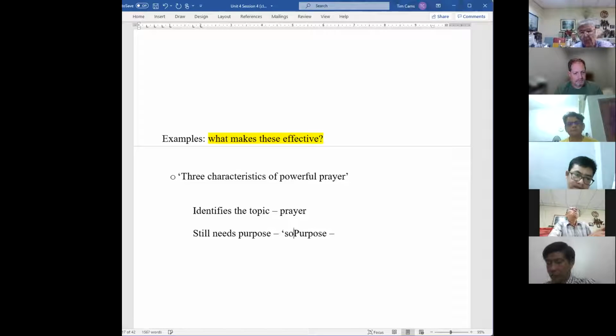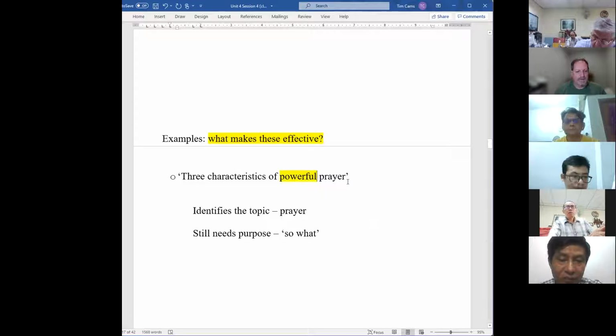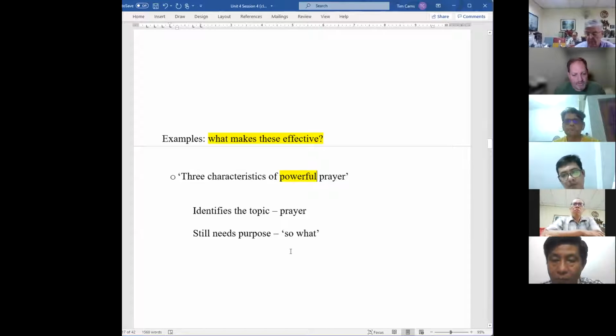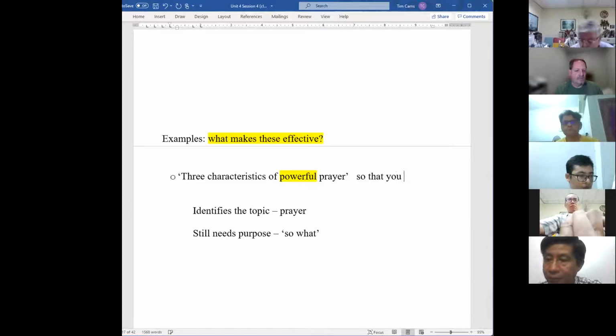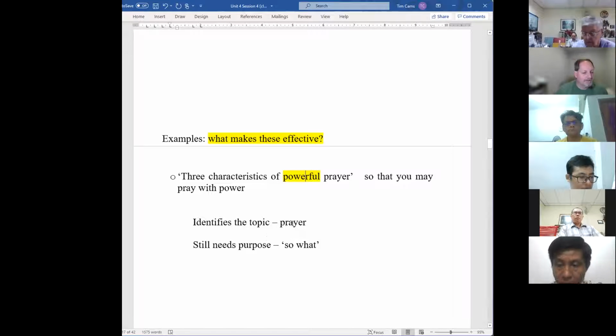Yes, just remember what my professor of preaching said: so what? So what? It's kind of implied in that word powerful, right? We can make it more explicit: 3 characteristics of prayer so that you will have powerful prayer, or something like that. In that word powerful there is the implication of a purpose, if you want your prayers to be powerful, here are 3 characteristics. We could have added something like, so that you may pray with power. But yeah, that's a good point. That could be more explicit.